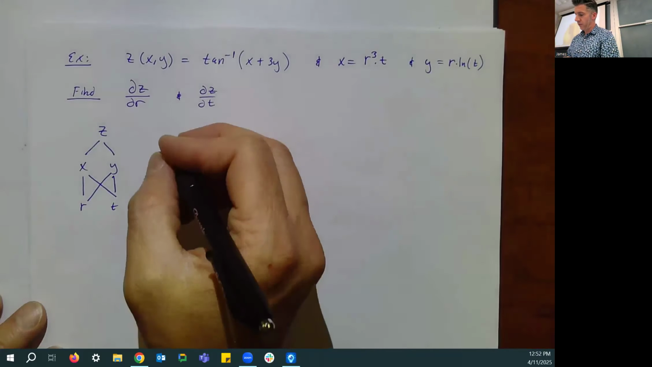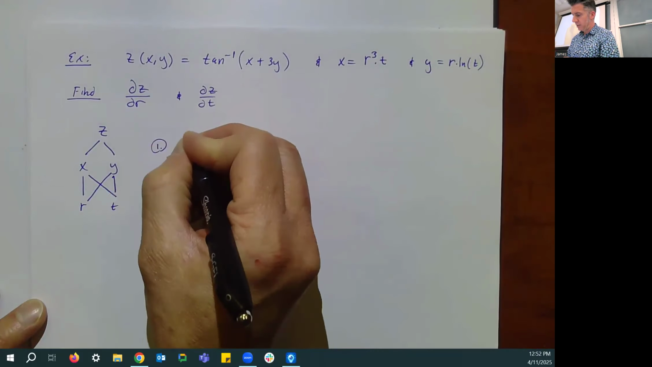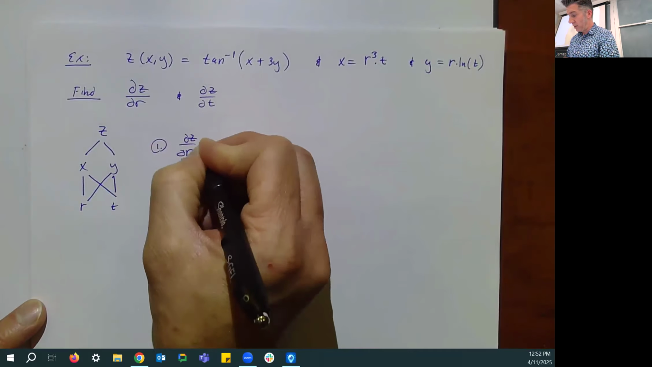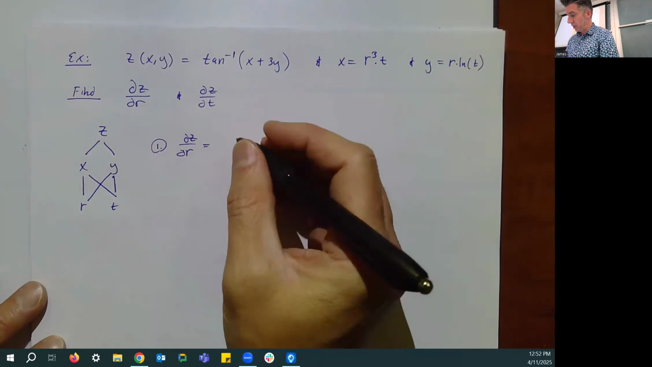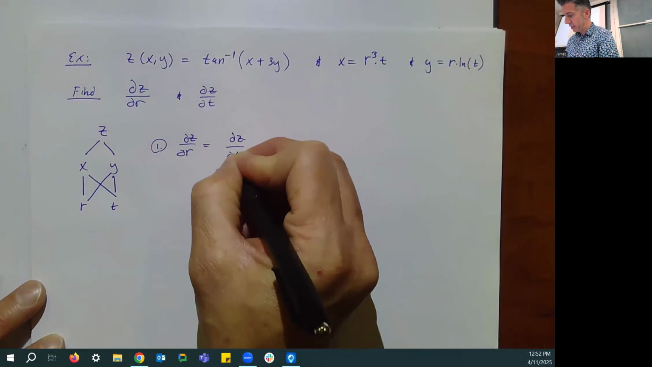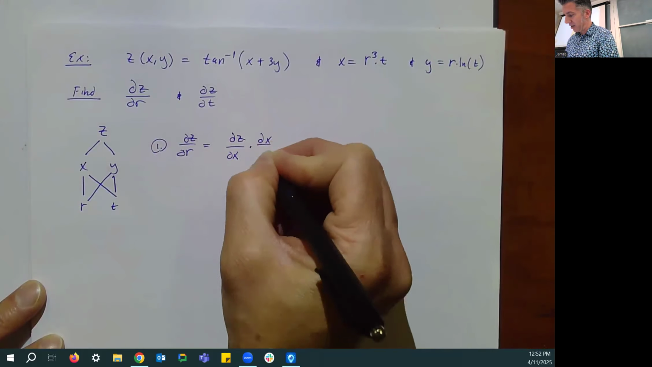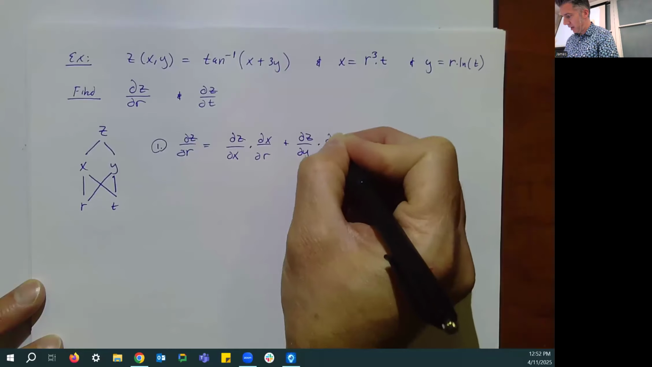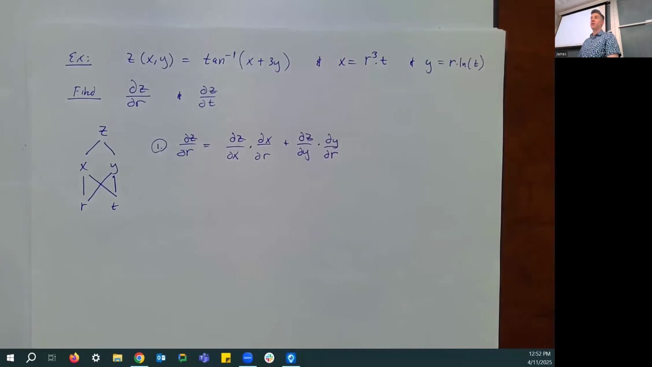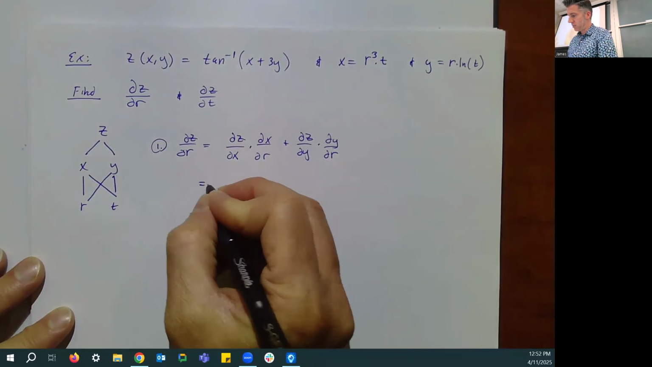So if I wanted to first find del z del r, once again, it's just all the paths that get me from z to r. So it's going to be del z del x times del x del r plus del z del y times del y del r. And they are all del's here because each function is a function of more than one variable. Z depends on two things, x depends on two things, y depends on two things. So all my derivatives are partial derivatives.